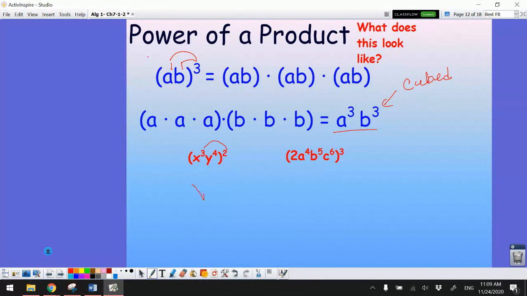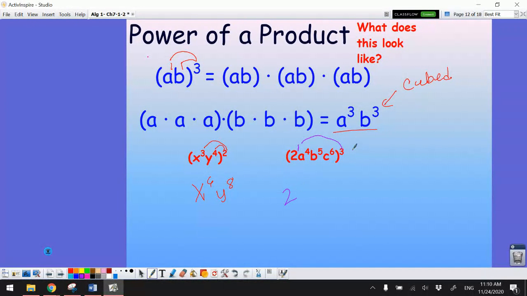So x, 3 times 2 is 6. The y, 4 times 2 is 8. Okay, now let's take a look at something that has a coefficient. So this is a power of 1. Okay, so I actually have to distribute to the 2.